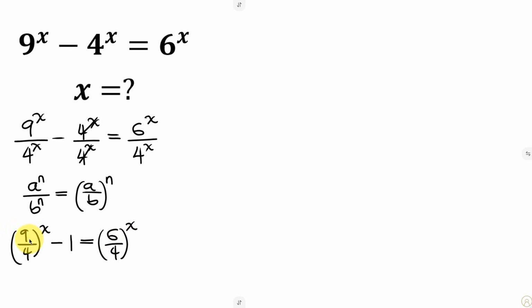Good. Now notice that 9 is a perfect square, which means it can be written as 3 squared all over 4, which is also a perfect square, which means it can be written as 2 squared. And this is raised to the power of x, minus 1. This is equal to, now 2 can divide. 6 divided by 2 is 3 all over 4 divided by 2 is 2. And this is raised to the power of x.